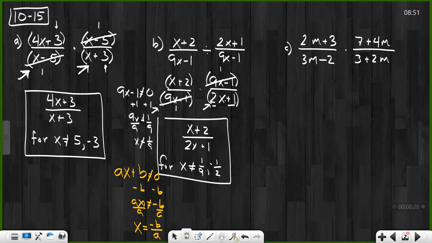All right, let's do C. See, it's already multiplication. Great. I don't need to factor. There's no x squared, or in this case, m squared. I do see they're trying to mess with me.